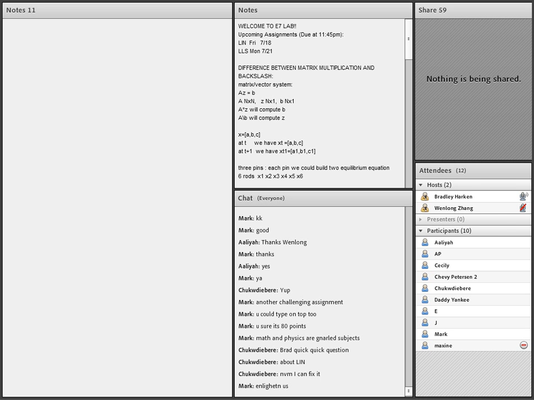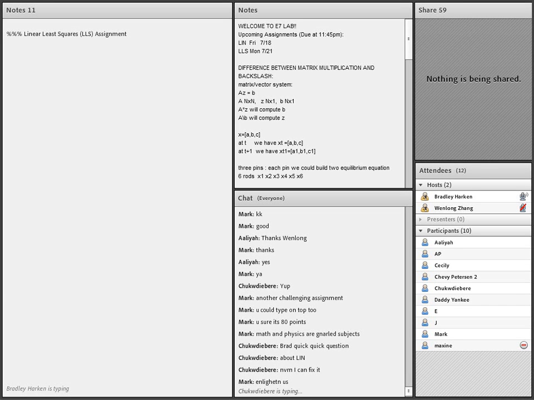Hello everyone, this is the linear least squares assignment introduction section. So today I'm going to talk about the least squares assignment and talk a little bit about how to go about solving it.